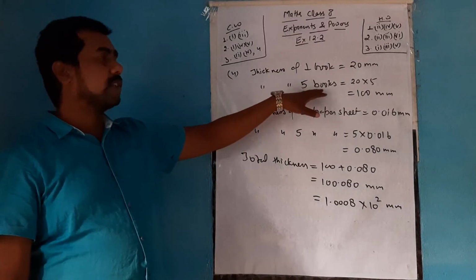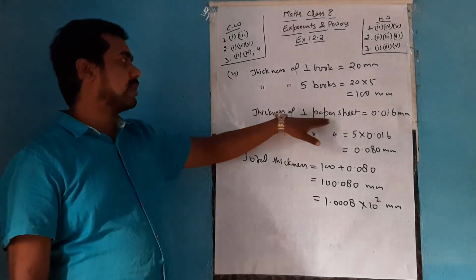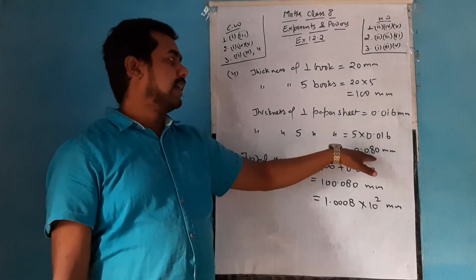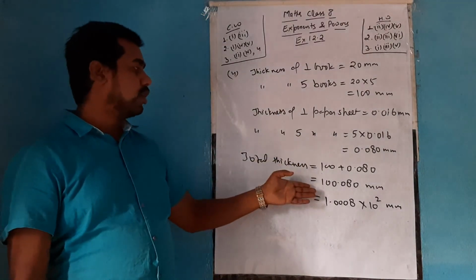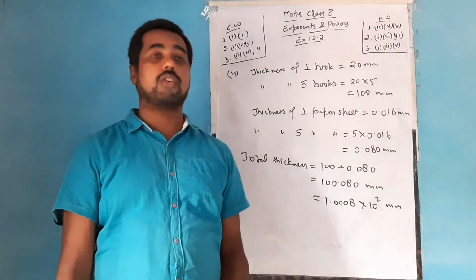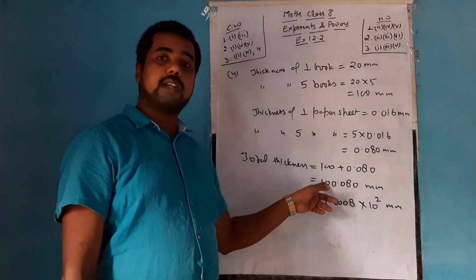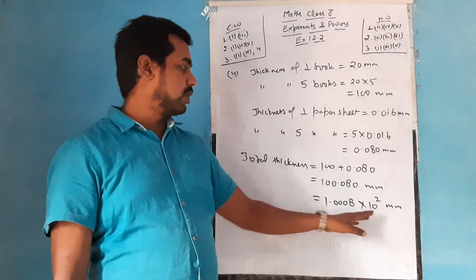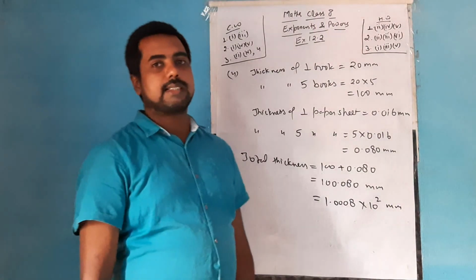Repeating again, thickness of one book is there. First calculate the thickness of 5 books, which came out as 100 mm. Thickness of one paper sheet is 0.016. Similarly, find out thickness of 5 paper sheets, that is 0.080. Now you need to find the total thickness. Add up both, you got 100.080. As we are dealing with the chapter exponent, the answer should be in the standard form. Just now we have understood. So decimal place shifted from here after the first digit. So 2 places of decimal we are shifting from right to left. So power will be positive, that is 10 power 2, and the number becomes 1.0008 into 10 to the power 2. This is the answer of the last question.